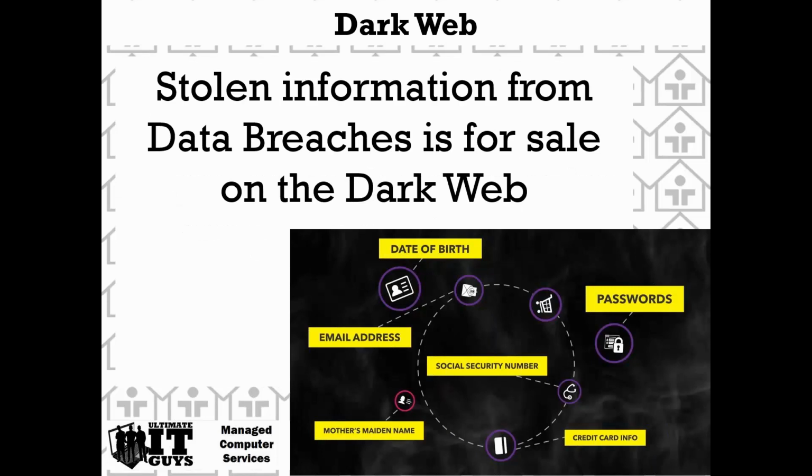The stolen information from the data breaches is for sale on the dark web. And it's things like your date of birth, your email address, your mother's maiden name, your social security number, your credit card numbers, your passwords. Those are the types of information that make up those 8 billion records that I talked about earlier. That's the kind of information that's out there that these hackers have gotten from these data breaches.